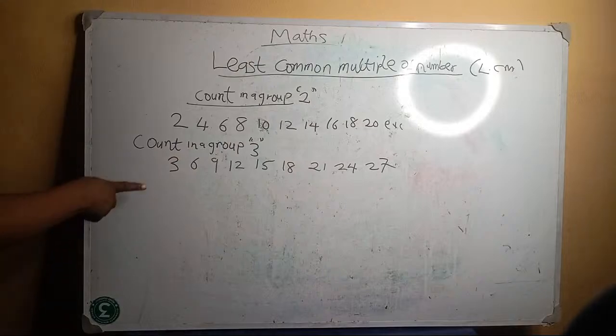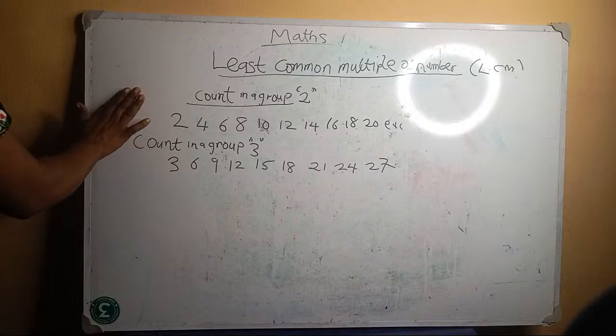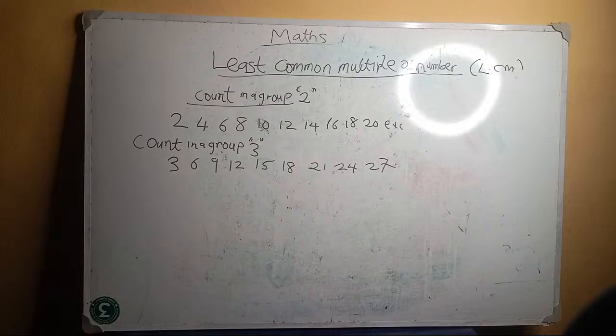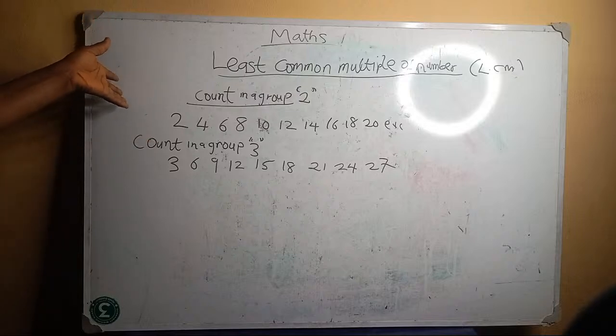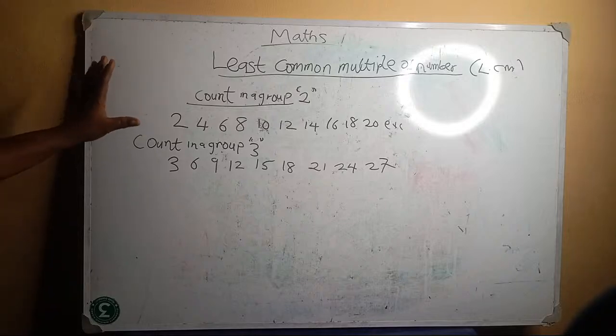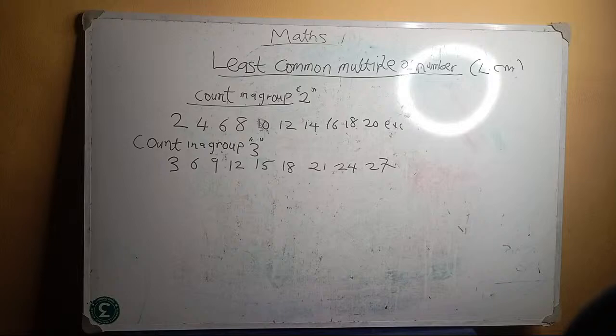So as you can see, there is a difference between the numbers in a group of three and the numbers in a group of two. I just want to split it into small ways that even a child in basic one or basic two will understand what we talk about when we talk about LCM. Now let's go ahead again. I've asked you to count the ones in a group of three and the ones in a group of two.